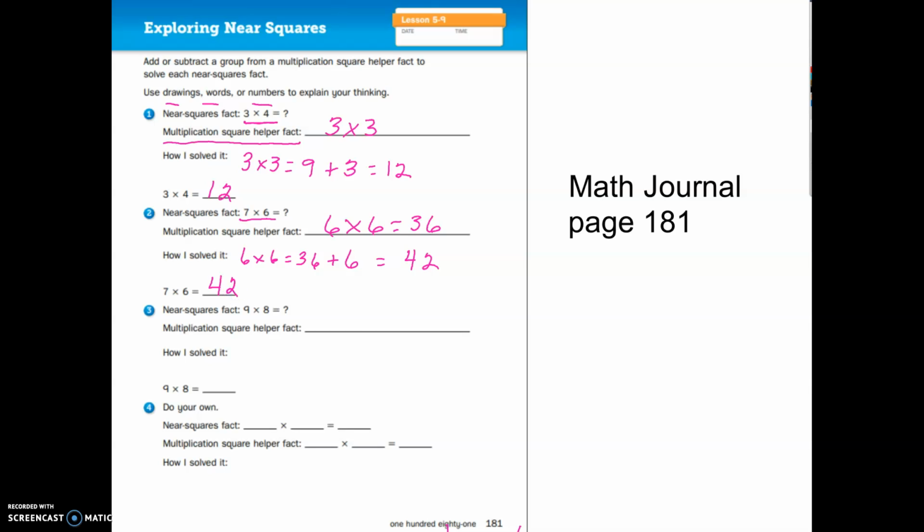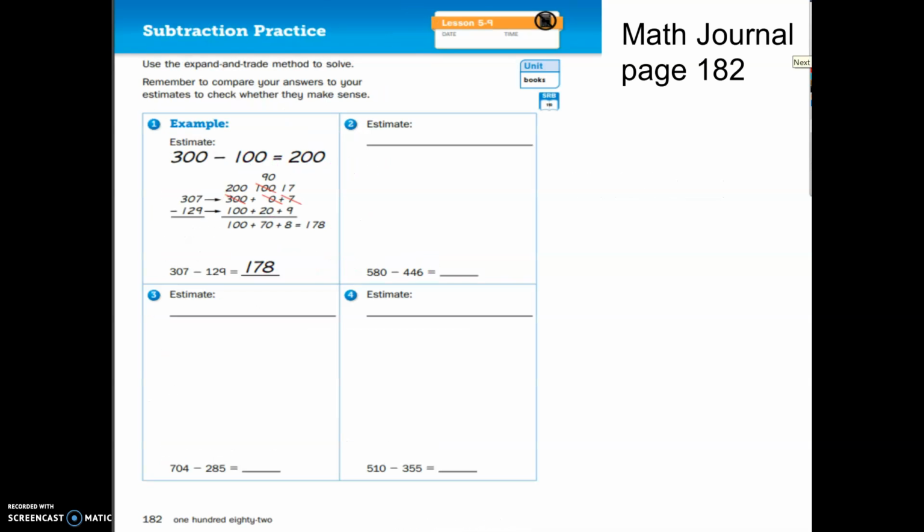Now, when you decide which square helper fact to use, it's totally up to you. There are 2. There's always going to be 2. And you pick the one that works best for you. And what that might mean is you pick the one that you know the answer to or that you can solve quickly. Finish 3 and 4. And then review page 182 where you're going to work on subtracting large numbers.